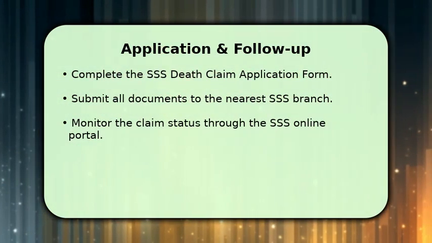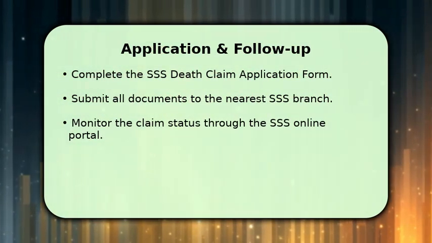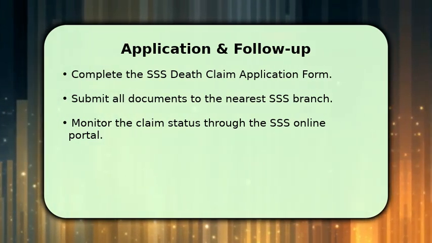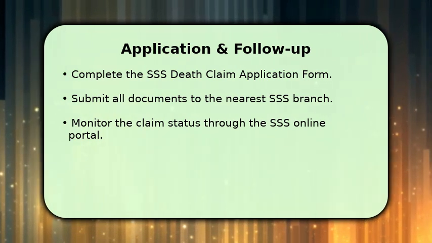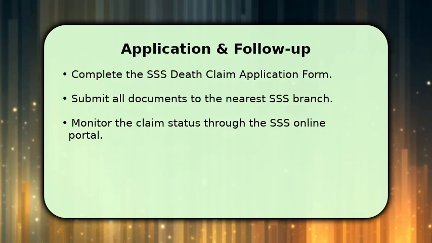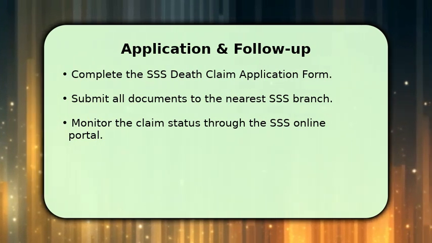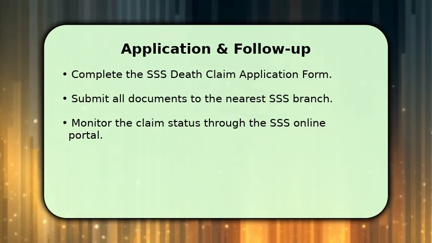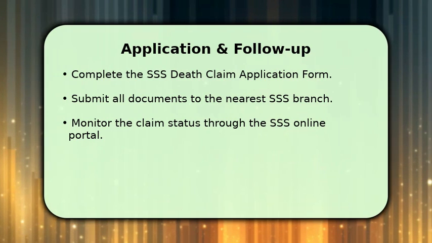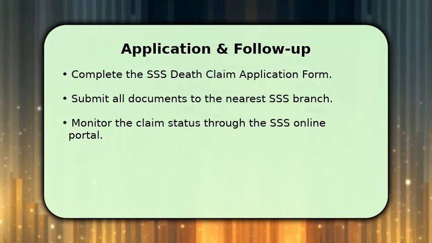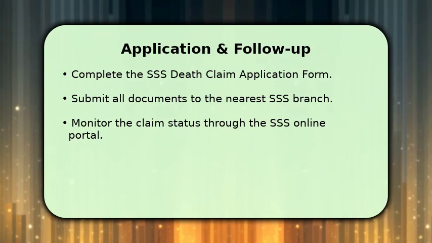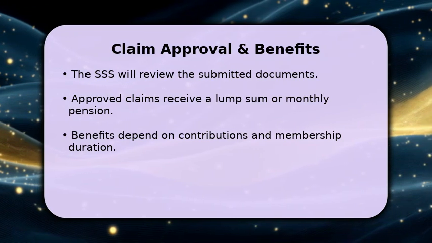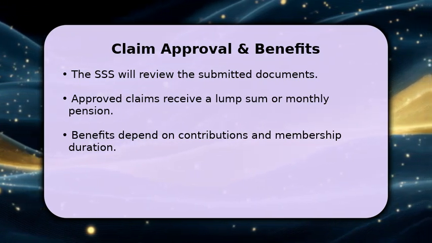Once you have all the required documents, complete the SSS death claim application form accurately. Submit all documents, both original and photocopies, to the nearest SSS branch. Remember to keep a copy of your application and all submitted documents for your records. You can then monitor the status of your claim conveniently through the SSS online portal or by contacting their customer service. After submission, the SSS will thoroughly review all your documents and the claim application.